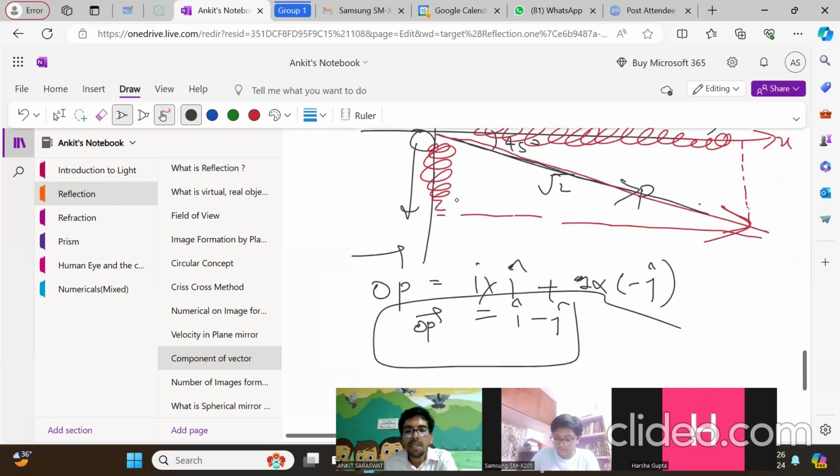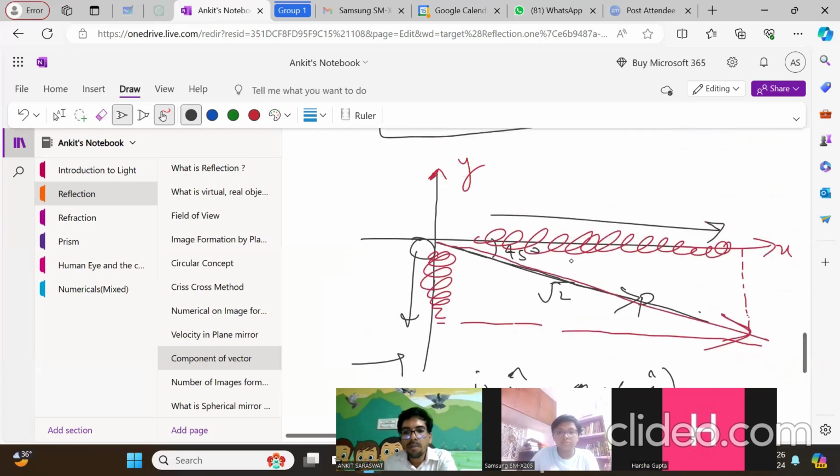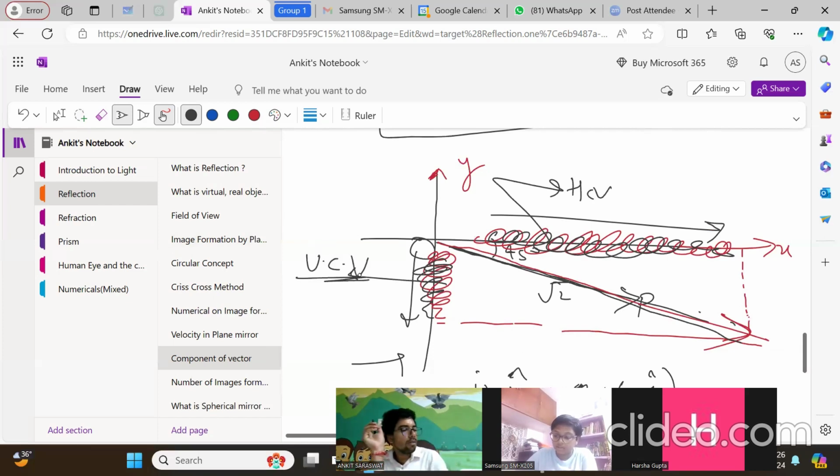This is known as splitting of a vector. You just split this entire vector into its shadows. This is one component of the vector. This is known as the horizontal component of the vector, and this is known as the vertical component of the vector. Any doubt? No doubt, sir.